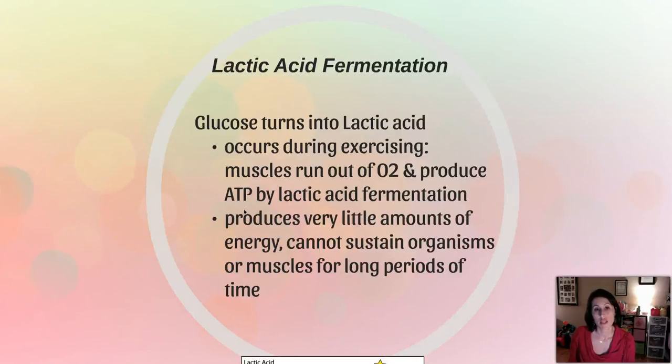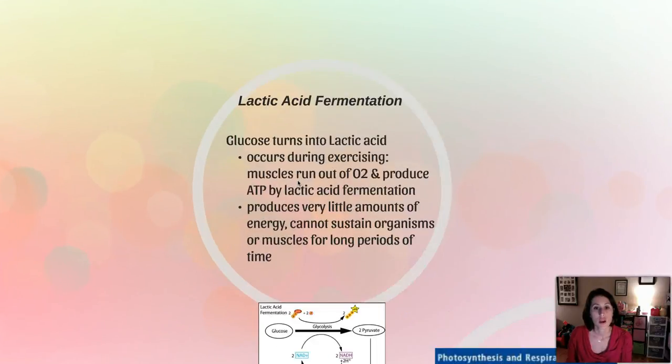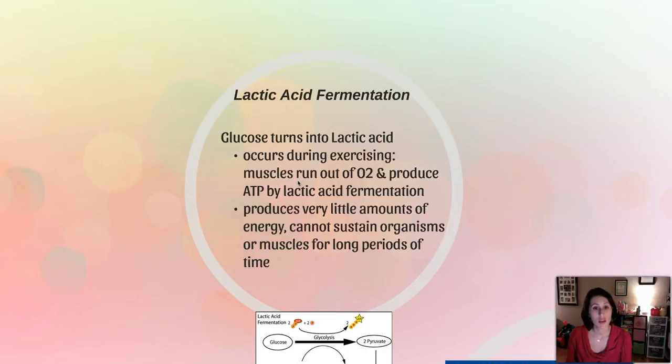The other kind of fermentation is lactic acid fermentation, and this is actually what happens in your bodies. So in this process, glucose turns into lactic acid. This is what happens during exercising. So muscles are running out of oxygen. Your muscles are burning through glucose faster than what your body can supply the oxygen to follow through with that process. So instead, it's going to revert into lactic acid fermentation, and it's going to produce ATP, and it's also going to make lactic acid. That lactic acid is what makes your muscles burn after you've done an intense workout.